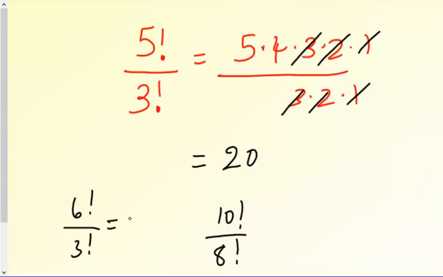So 6 factorial over 3 factorial, you might have worked out that you'll end up with 6 times 5 times 4 because the 3 factorial cancels out, so that's 30 times 4, which is 120, and 10 factorial over 8 factorial, so you will just be left with 10 times by 9, which is 90.